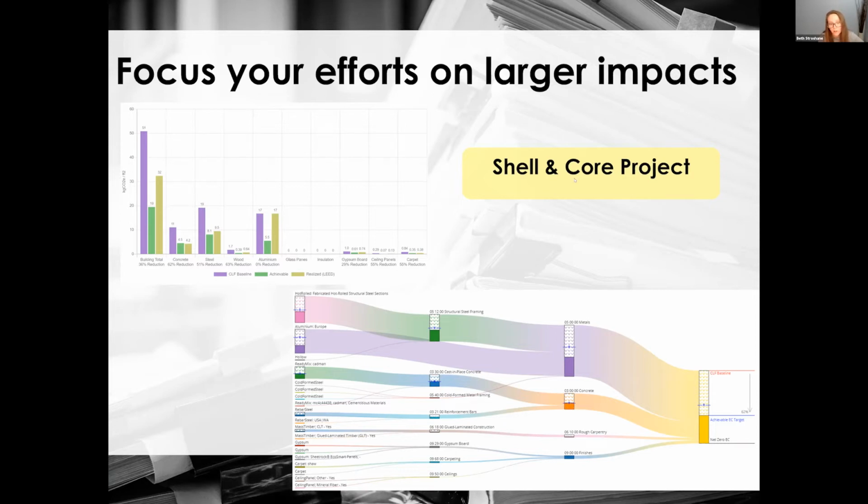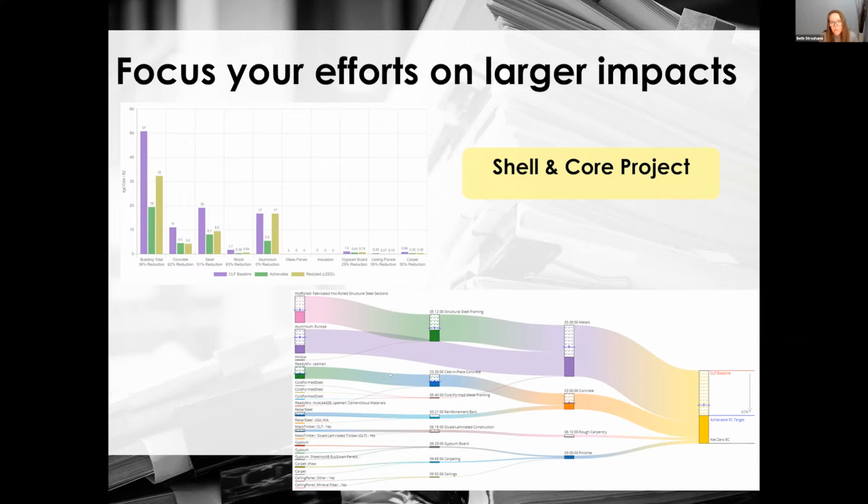So if you've got a shell and core project, where are your big impact areas? So ceilings down here, this teeny tiny bit, there's not much in ceilings. So if you're running out of time, skip ceilings. Really, if you're in a shell and core project, your steel, your aluminum, and your ready mix concrete, that's where your big areas are. So if you have the ability to focus on 3 things, focus on those areas.